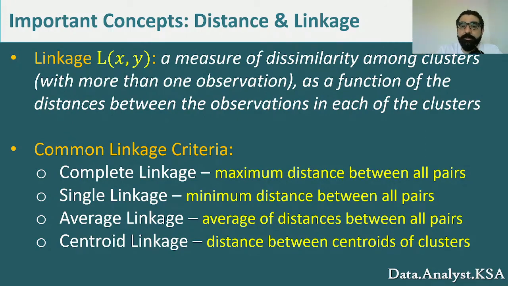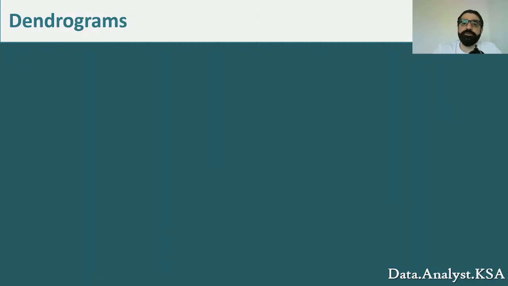So these are the type of measurements we are discussing with linkage criteria. The important concepts in hierarchical agglomerative clustering are distance, which measures the distance or the dissimilarity between two observations, and linkage, which measures this dissimilarity between two clusters. Okay, now let's move to dendrograms.